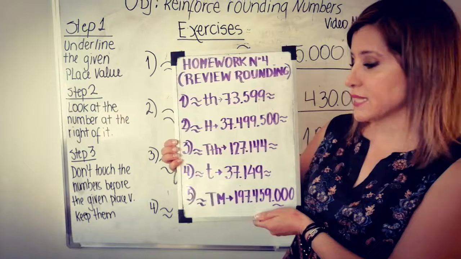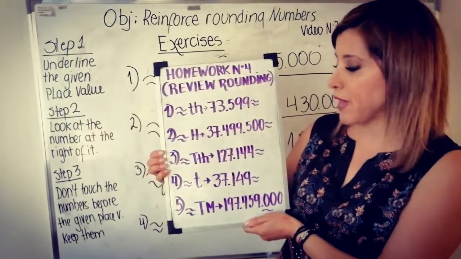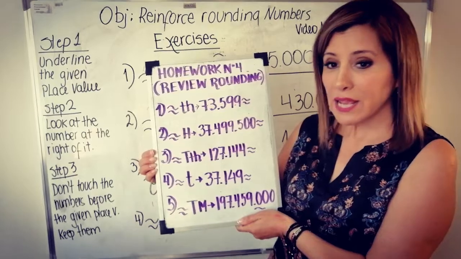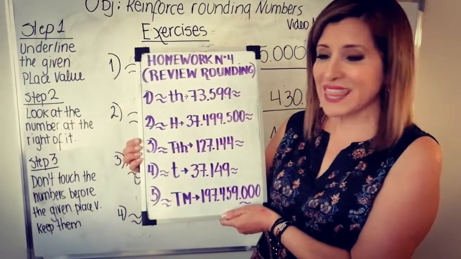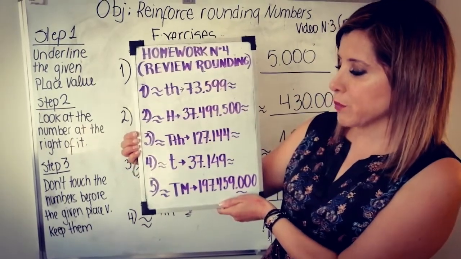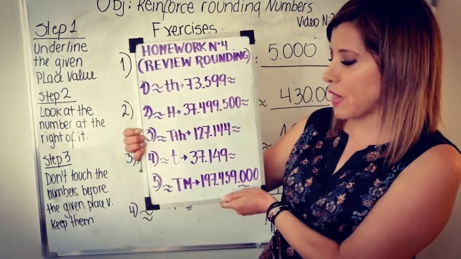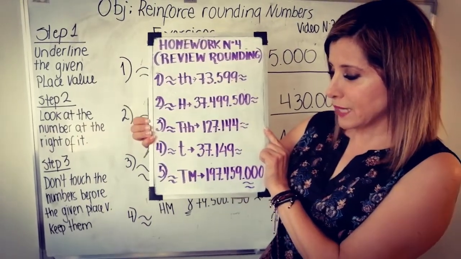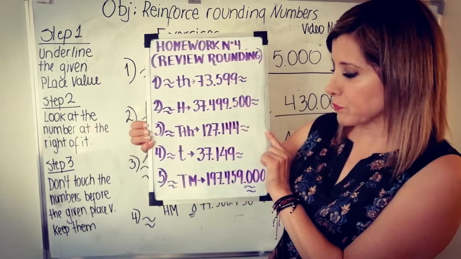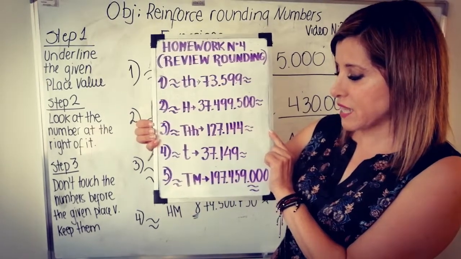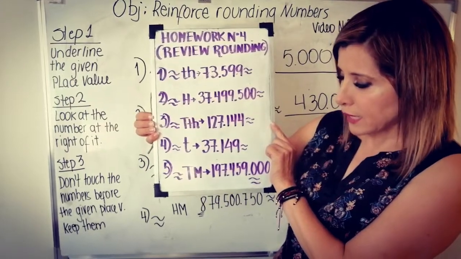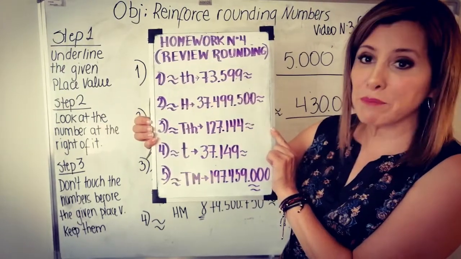Number 2, round to the nearest 100 position. And the number is 37,599,500. Number 3, round to the nearest 10,000. And the number is 127,144. Number 4, round to the nearest 10. And the number is 37,149. And finally, you have to round to the nearest 10 million.